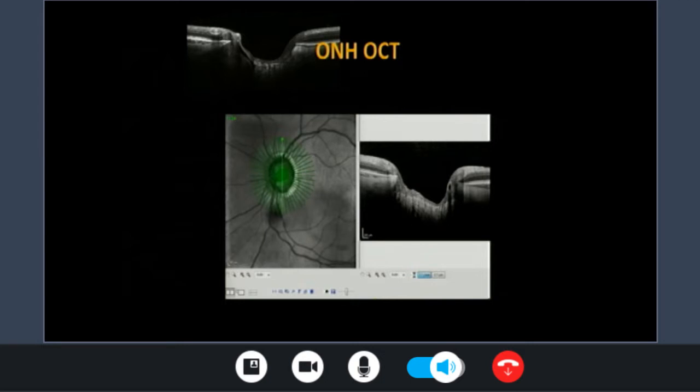If it's not properly segmented, then you need to double click on the BMO segmentation icon and just move the Bruch's membrane opening over it here. So that represents the termination of the Bruch's membrane opening. After that, you need to look for the ILM segmentation here.